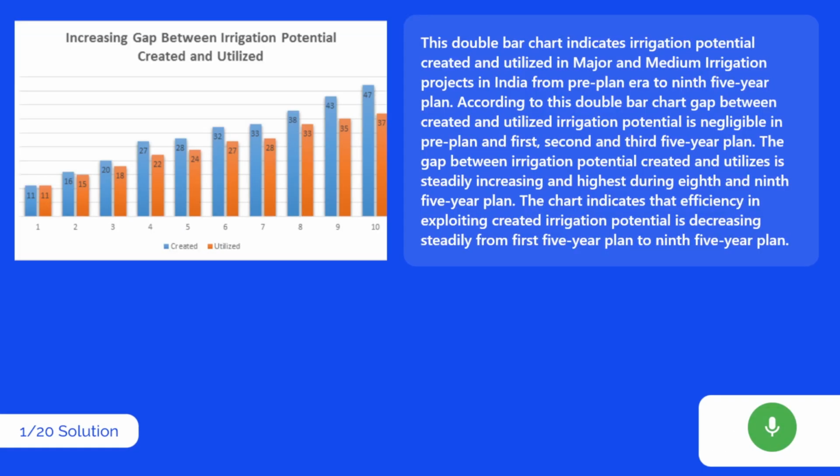This double bar chart indicates irrigation potential created and utilized in major and medium irrigation projects in India from the pre-plan era to the 9th five-year plan. According to this double bar chart, the gap between created and utilized irrigation potential is negligible in the pre-plan period and the first, second and third five-year plans. The gap between irrigation potential created and utilized is steadily increasing and is highest during the 8th and 9th five-year plans. The chart indicates that efficiency in exploiting created irrigation potential is decreasing steadily from the first five-year plan to the 9th five-year plan.